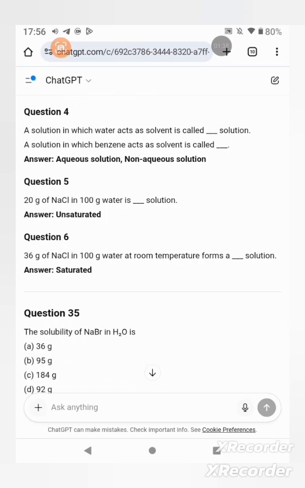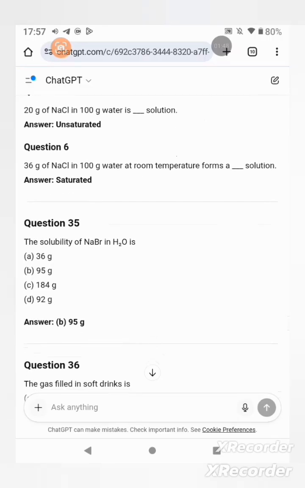Question 4. A solution in which water acts as solvent is called an aqueous solution. A solution in which benzene acts as solvent is called a non-aqueous solution. Answer: Aqueous solution, non-aqueous solution. Question 5. 20 grams of NaCl in 100 grams of water is an unsaturated solution. Question 6. 36 grams of NaCl in 100 grams of water at room temperature forms a solution.